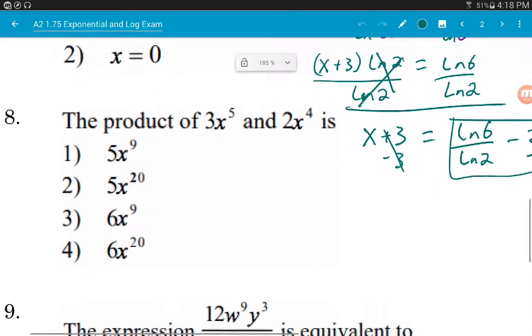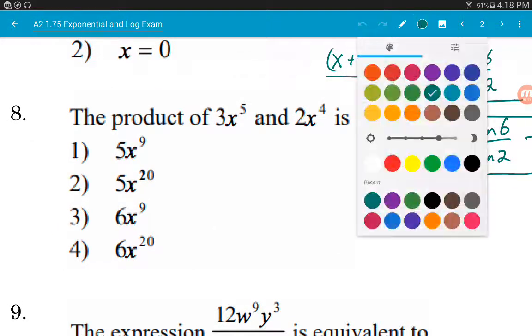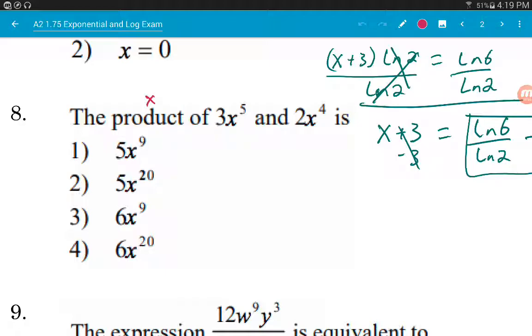Question 8. The product of these two. Product means multiplication. So when we multiply these, 3 times 2 is 6. X to the 5th times x to the 4th. When we multiply things, we add their exponents. So 5 plus 4. And that makes it 6x to the 9th. Answer choice 3.